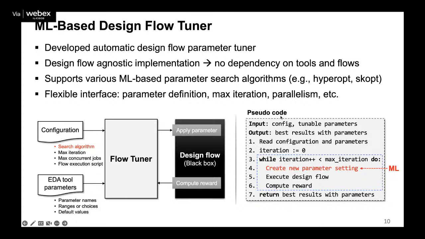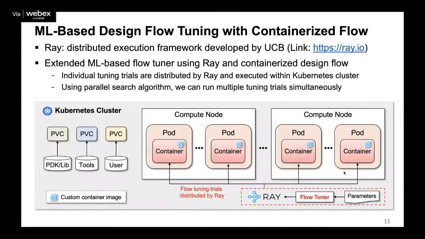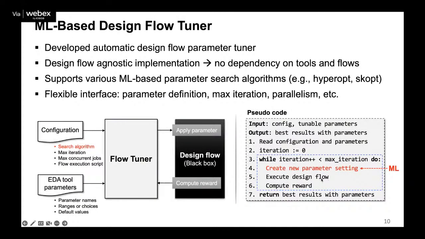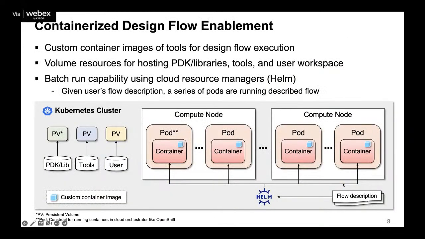So here you're seeing very simplified pseudocode of how it works. Essentially, it is an iterative parameter search engine, and at each iteration, which is the inside of the while loop, it creates a new parameter setting for each individual tool, guided by the machine learning algorithm, executes the design flow, gets the result, and computes the reward value. It keeps iterating this flow until it reaches the maximum iteration, and returns whatever the best result it finds until that time.